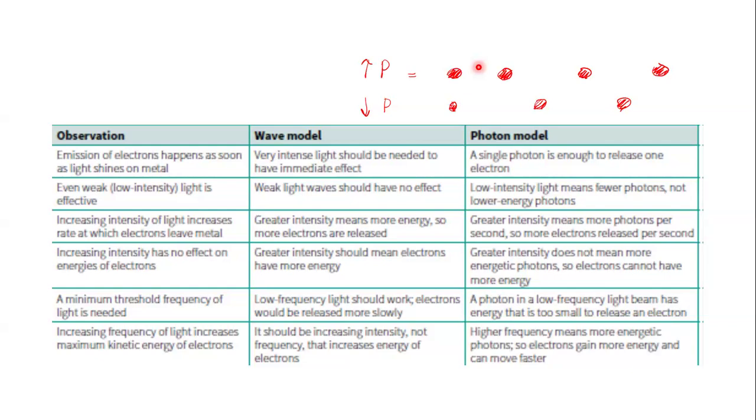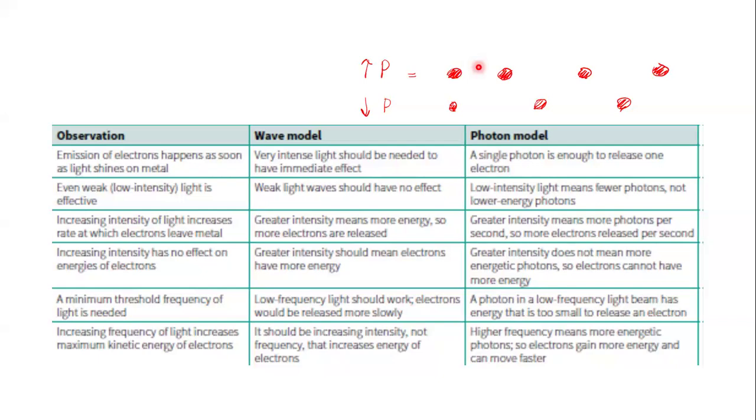So threshold frequency and work function are almost the same thing. Not almost the same thing, but they're both on the same concept. Your work function is the minimum amount of energy required for emission of an electron. Threshold frequency is the minimum frequency of light, right? Or the minimum frequency of our electromagnetic wave that would cause the release of an electron. So threshold frequency is the smallest frequency we require, and work function is the minimum energy required for emission of an electron.